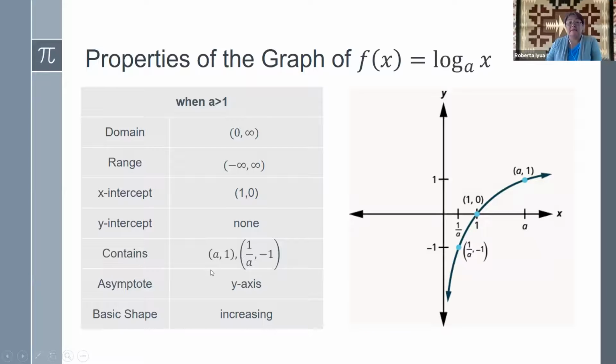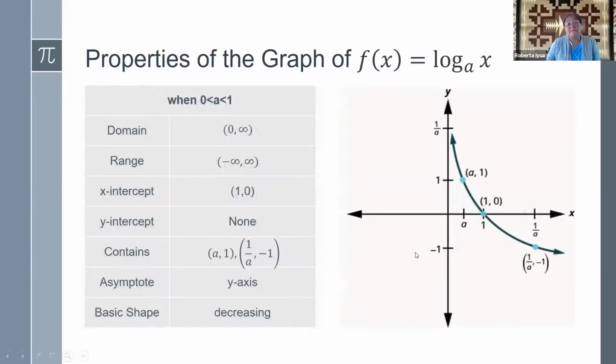And then your points contain a, your asymptote is the y-axis, and it is increasing, so from the negative to the positive.